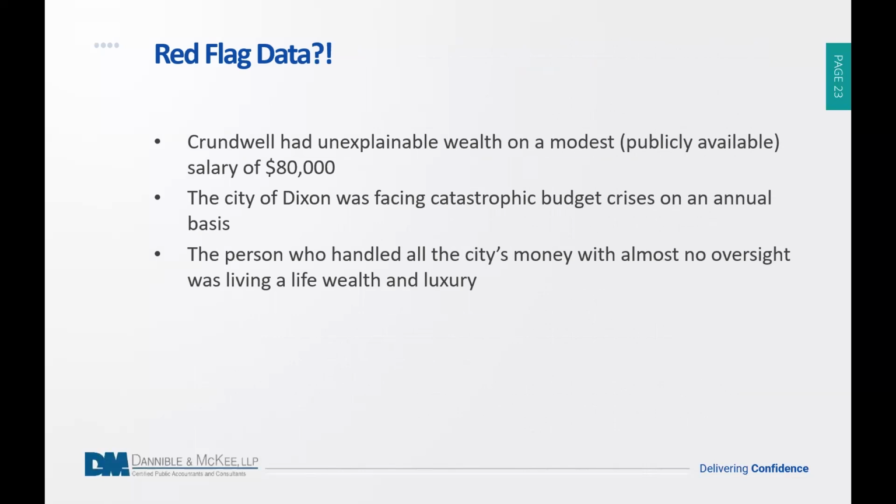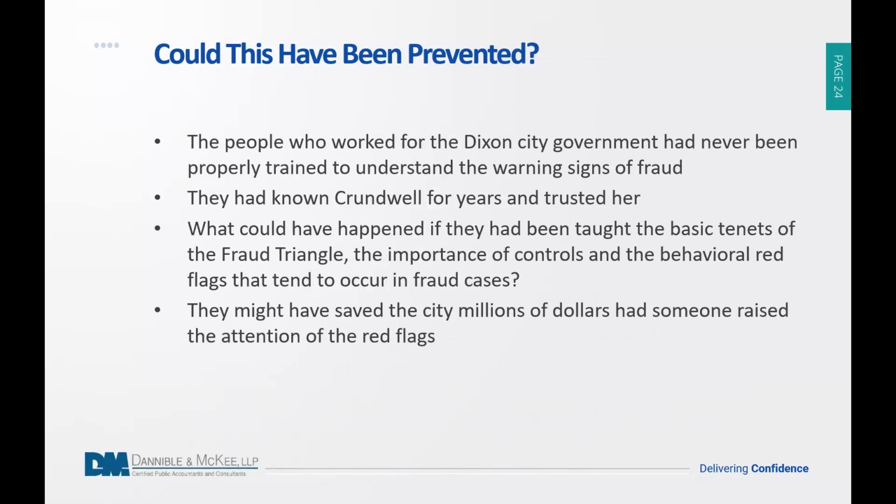This was a catastrophic budget crisis the city was facing on an annual basis. The person who was handling all the city's money had almost no oversight and was living an extreme life of wealth and luxury. So could it have been prevented? Yeah, I would like to think so.